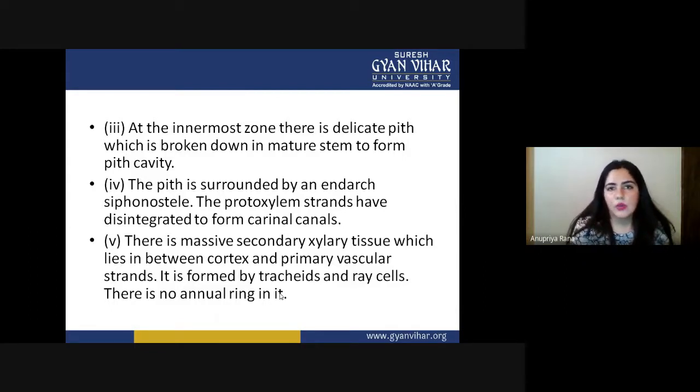There is no annual ring in it. Mostly this whole vascular tissue is formed by tracheids and ray cells; only two cell types were found in the vascular tissue. There was no annual ring in it. Basically, when the cambium does its activity, the secondary growth, it makes annual rings. That is a part of its functioning, but in this plant, no annual ring was found.